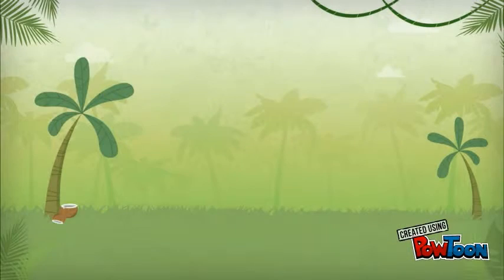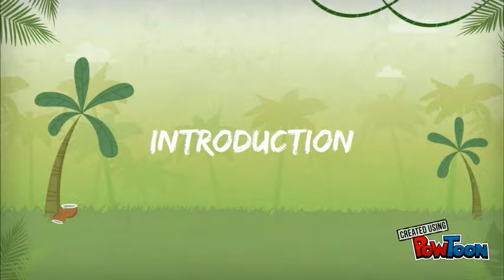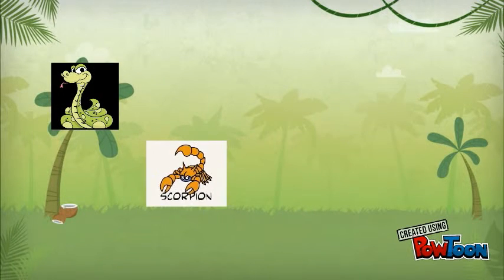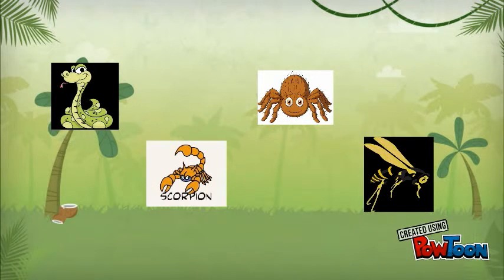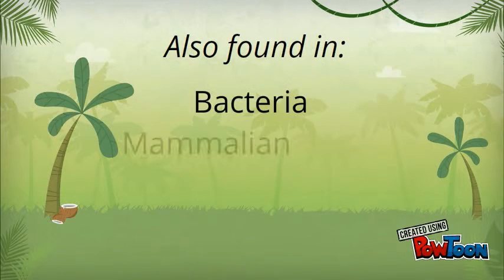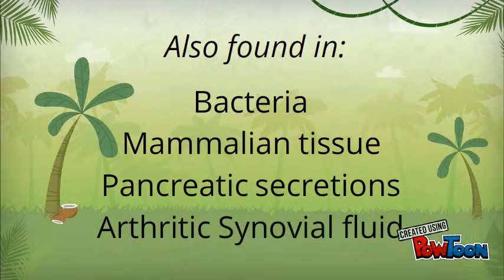Phospholipase A2, or PLA2, is an enzyme found throughout the animal kingdom in venoms from snakes, scorpions, arachnids, and wasps. It is also found in bacteria and mammalian tissue, pancreatic secretions, and arthritic synovial fluid.